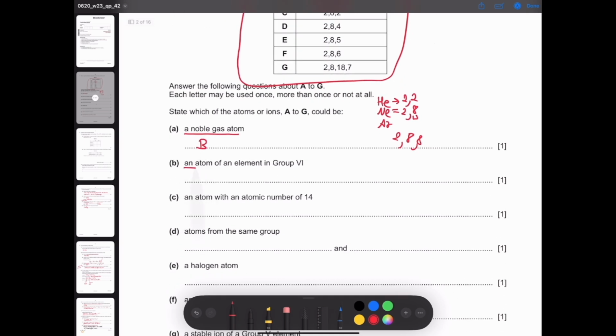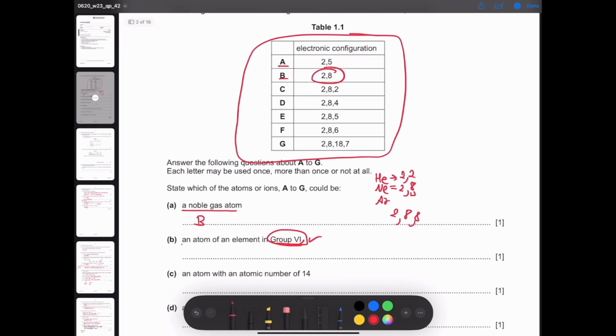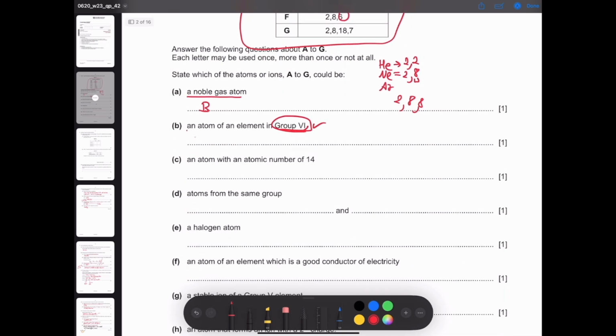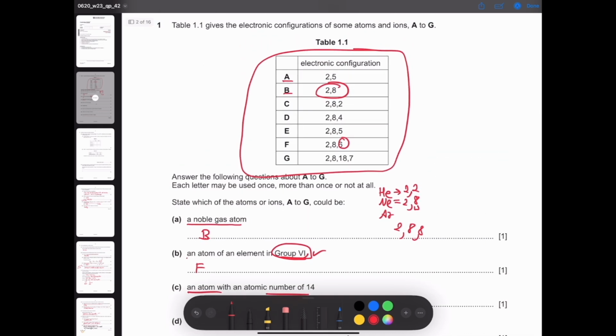Now, an atom of an element in group 4. How do we figure this out? See, the elements have the same number of valence electrons as the group number. Valence electrons is the same as group number. So what is the group number here? It's not group number 4, it's group number 6. In case I mentioned 4, it's wrong. This is 6. Now, if group number 6 is here, you have to figure out the one with valence electron 6. What is the answer? Answer is F.